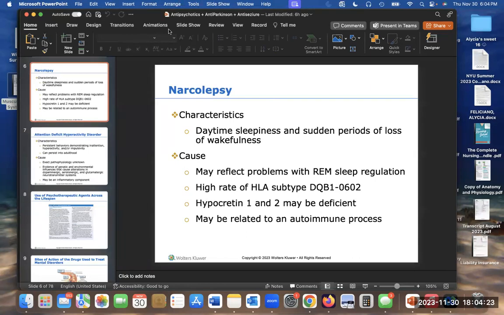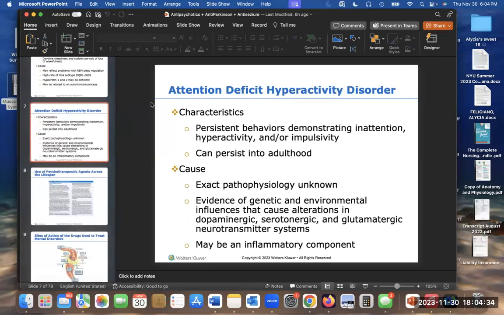I'm assuming that has something to do with our sleep cycles and the parts of the brain like the limbic system that control sleep. ADHD, the three main characteristics are inattention, hyperactivity, and impulsivity. We don't necessarily know why patients obtain ADHD, but regardless, it could be genetic or environmental or problems with dopamine and serotonin. And you see how dopamine, serotonin are commonly causing some of these mental health disorders? Think about that when we talk about receptors.